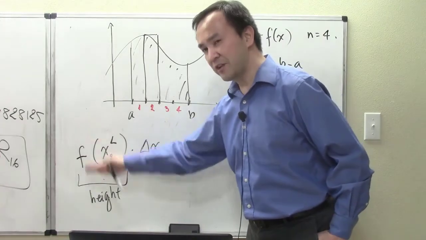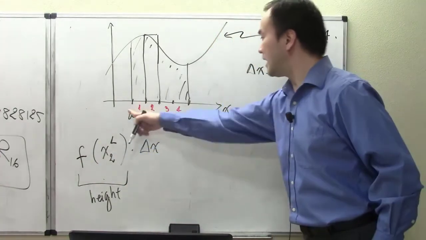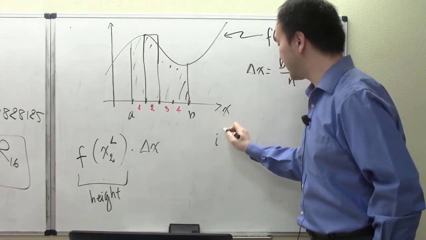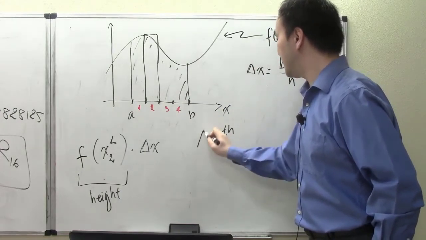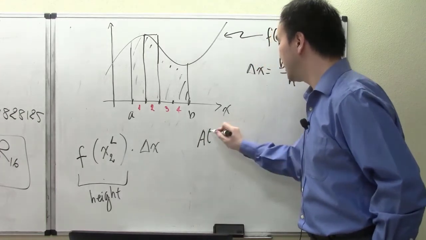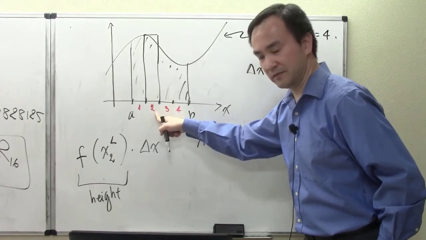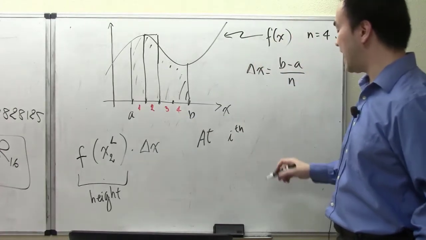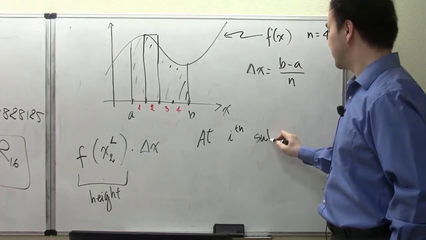That generality was for all other subintervals. That was specifically the second rectangle, number 2. Now I'm going to talk generally about the ith subinterval.